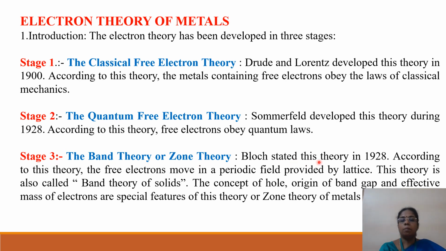It was developed by Bloch in the year 1928. According to this theory, the electrons are not moving in a constant potential as assumed by Sommerfeld. They are moving in a periodic potential provided by the lattice. This theory is also called the band theory of solids. Only in this theory, the origin of the band gap, the effective mass of electrons, and other special features have been introduced. This is also called the zone theory of metals.